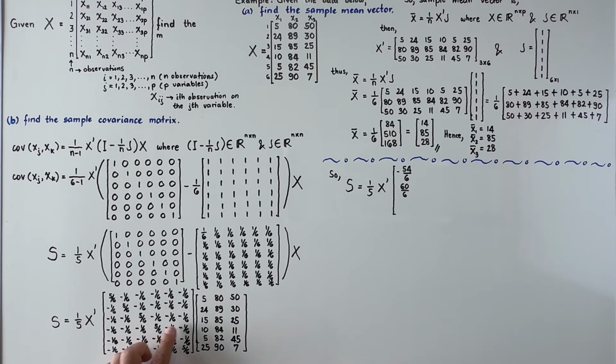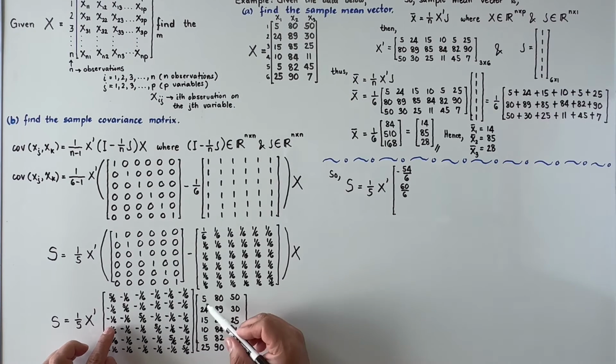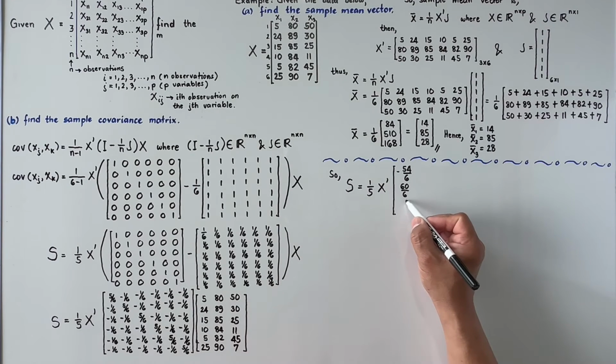Also multiplying the third row by the first column to obtain the third element here. So we have negative 5/6. If you multiply negative 1/6 by 5, added to negative 1/6 times 24, which is negative 24 over 6, added to 5/6 times 15, which is 75 over 6, minus 10 over 6, minus 5/6, minus 25 over 6. So if you add the 6 products here, it will give you a sum of 6 over 6.